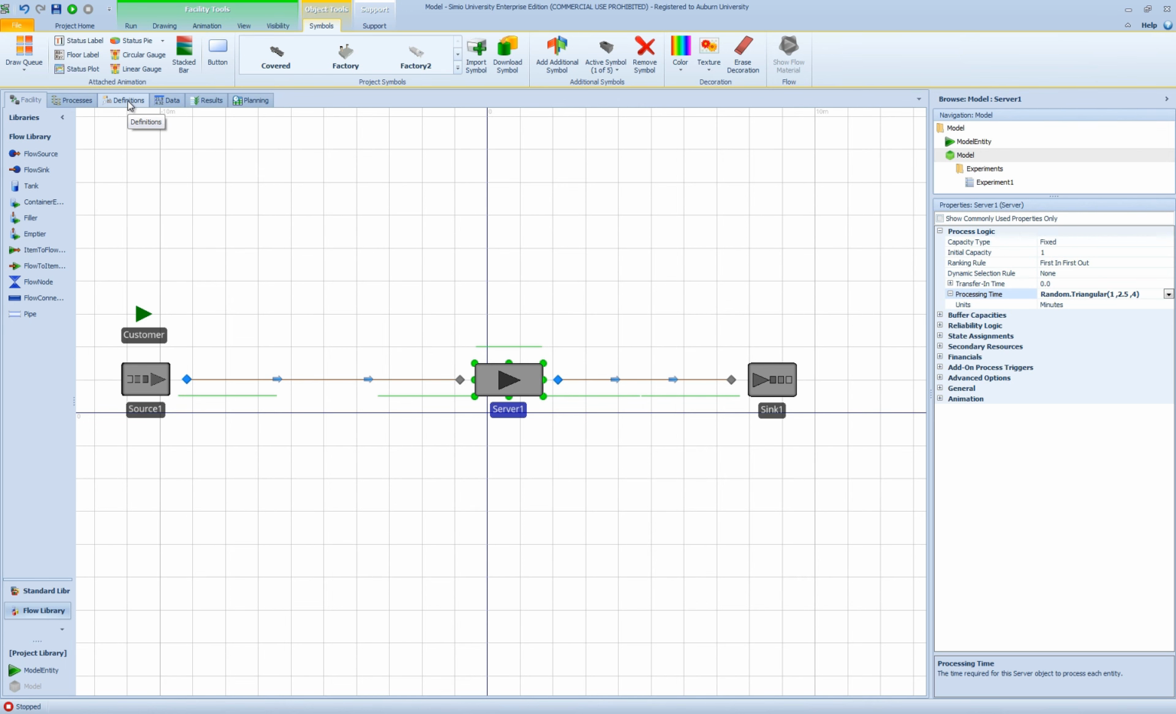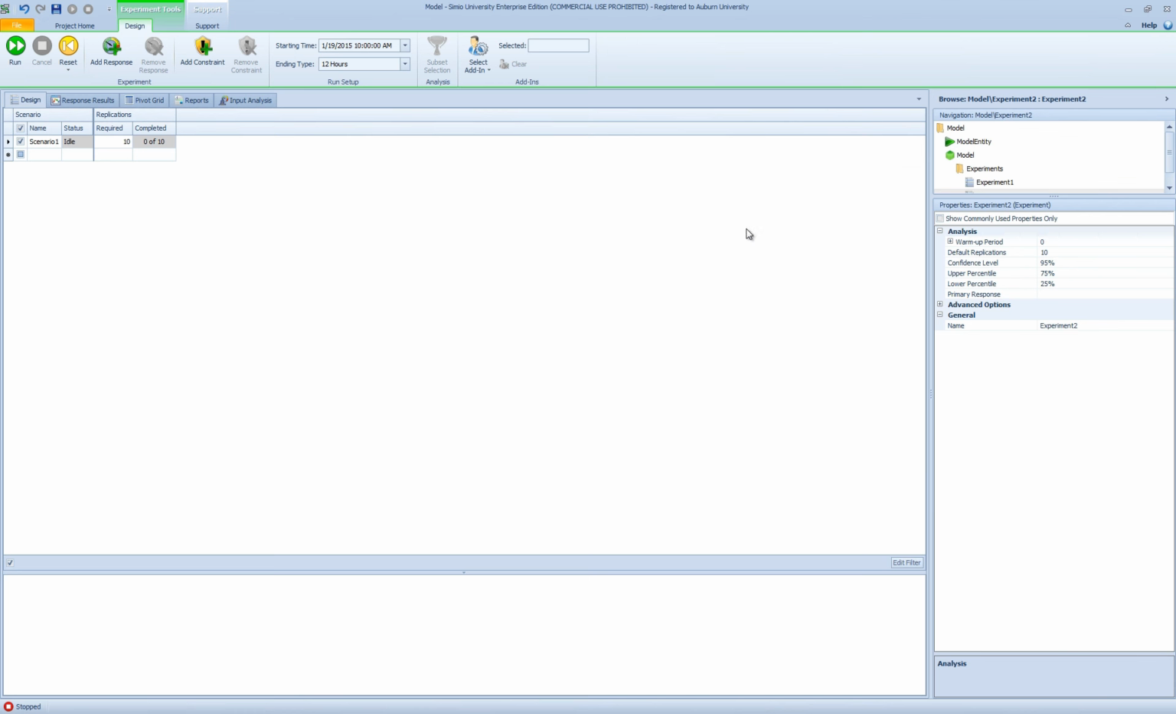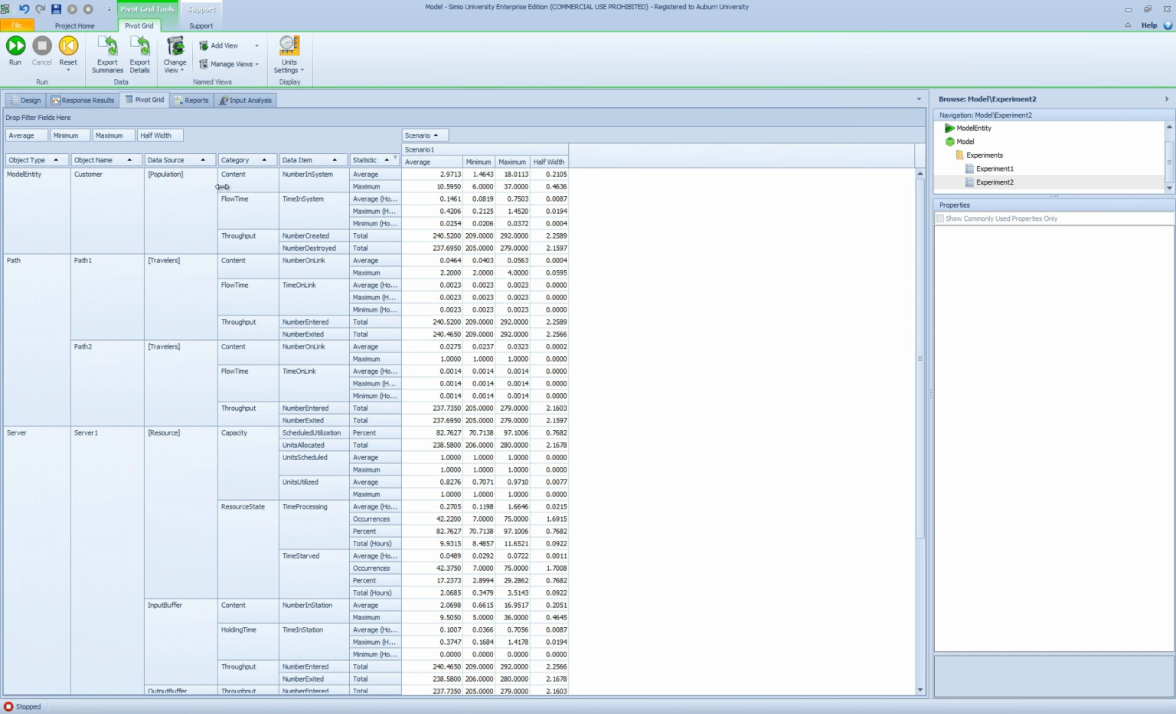So I can go back to my run and change my run length to 12 hours again, and let me create a new experiment here. So my second experiment will be based on 200 replications. So now I can run my model and report the number in system, and the average and maximum time in system, and the scheduled utilization.